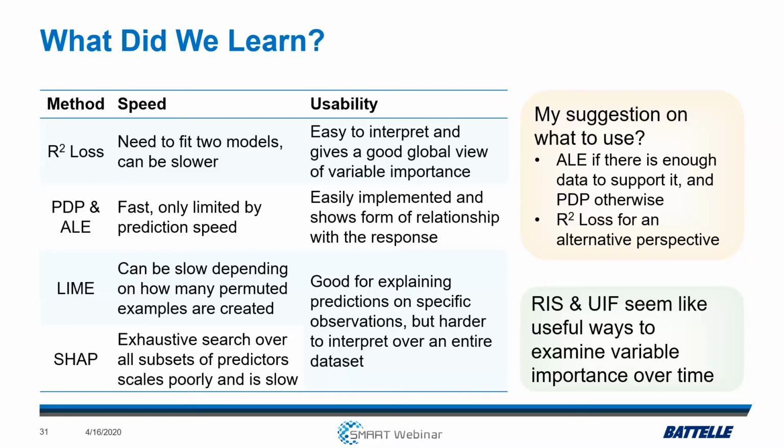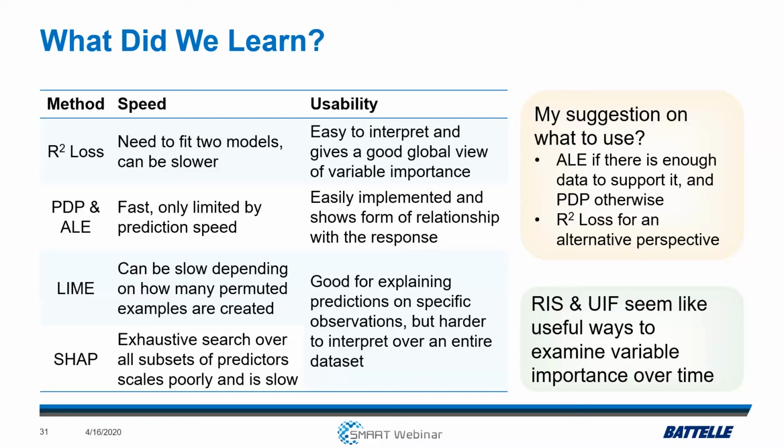The PDP and ALE approaches were very similar. They're both very quick and straightforward. They also show the relationship between the input and the response, which is nice. The Lime approach was a little bit slower, not so bad, but it's driven by how much permutation you want to do and how finely you're dividing up your windows across the variables.